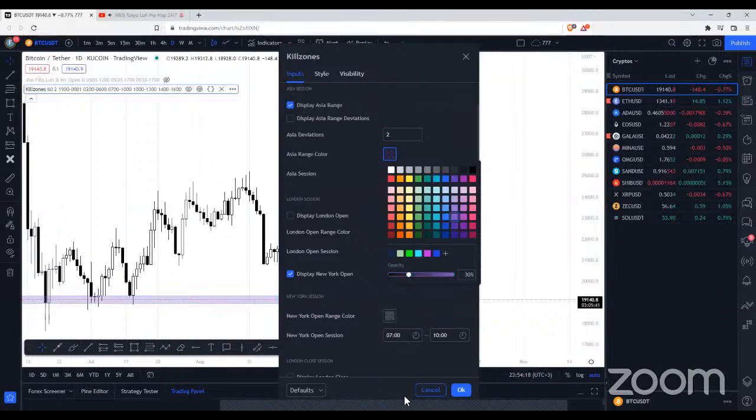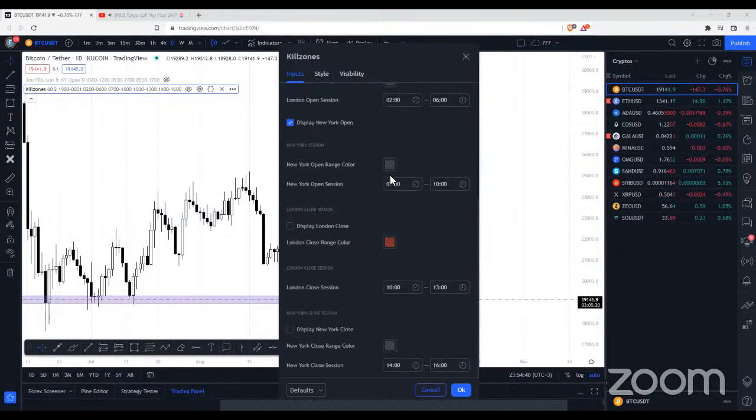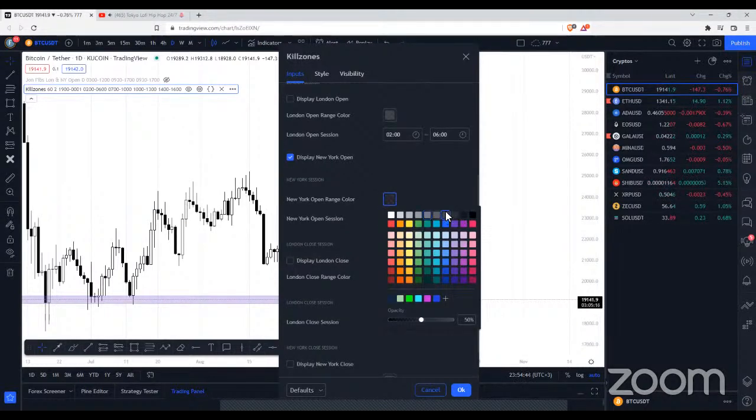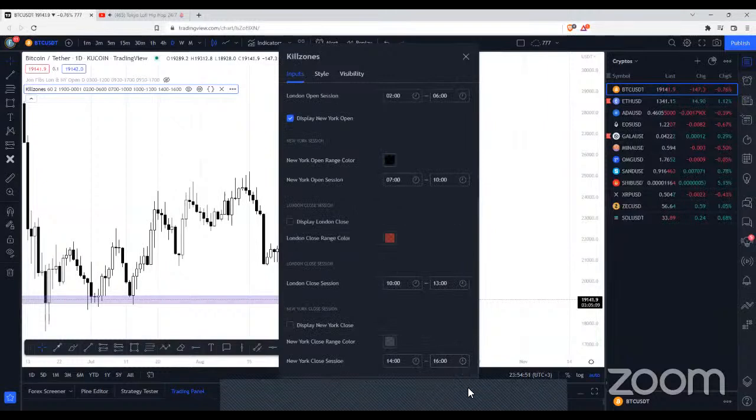There's no right answers. There's always going to be people that agree and disagree with indicators. But this is the main one I use to identify time sessions for backtesting. I like backtesting with this. It's really great, by the way. It's called kill zones. Always backtest with this.